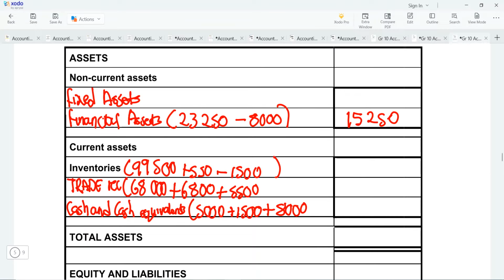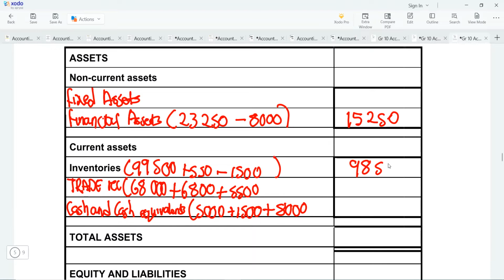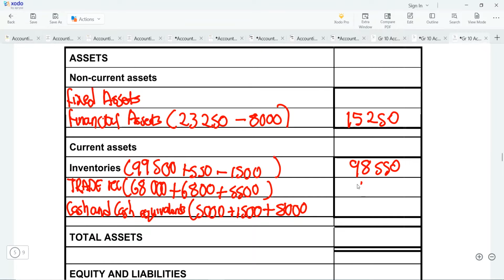Our inventory, remember, it's going to be 99,500 plus 550, and then we subtract that 1,500 of donations, which will give us 98,550. Now we move on to our trade and other receivables. We've used all the information that was given to us. So now if you say 68,000 and then you say plus 6.8 and then you also say plus 5.5, it is going to give us 80,300.